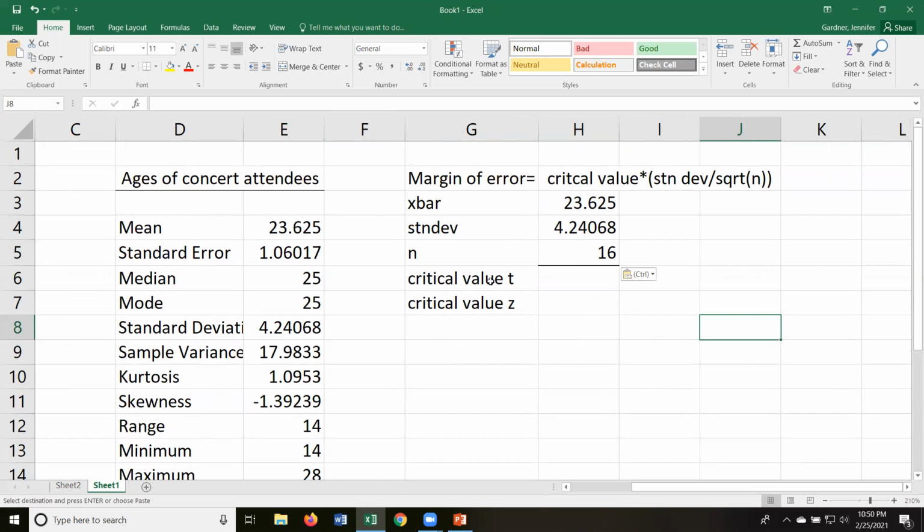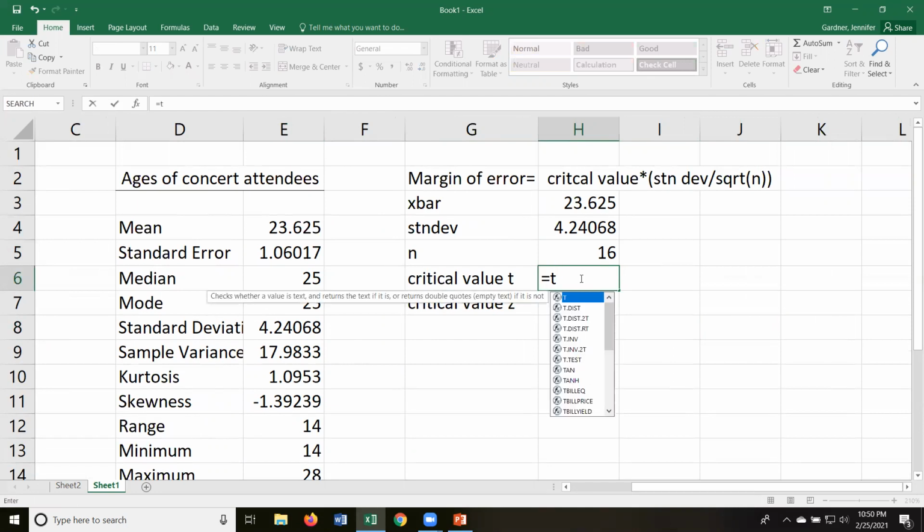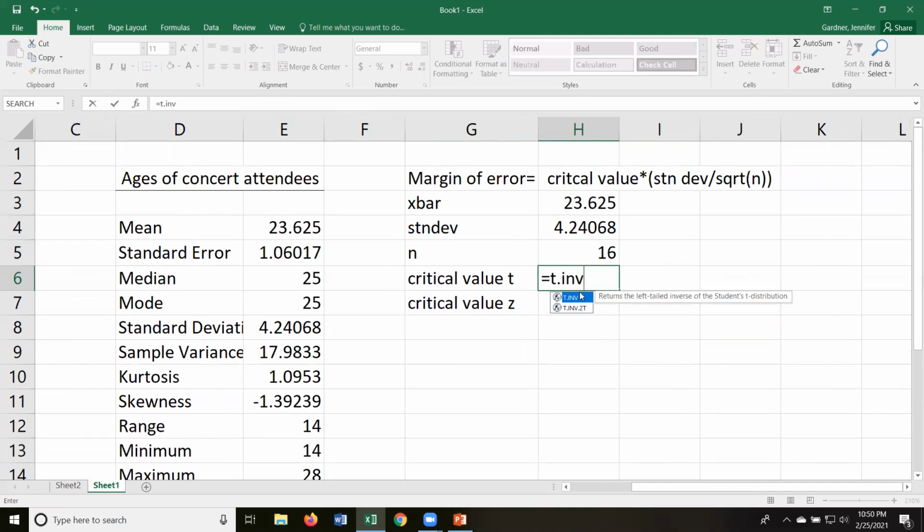This does not include the critical values. We have to find those on our own. So equals T.INV is how we're going to do the T one. So it says probability and degrees of freedom. So it says probability first.